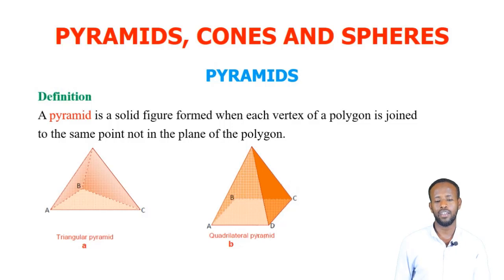Look, vertex A, it is taken to where? To outside of the plane. Vertex B, vertex C, vertex D, all of them meet in one point. The figure formed from taking the vertices to one point not in the plane is called a pyramid.